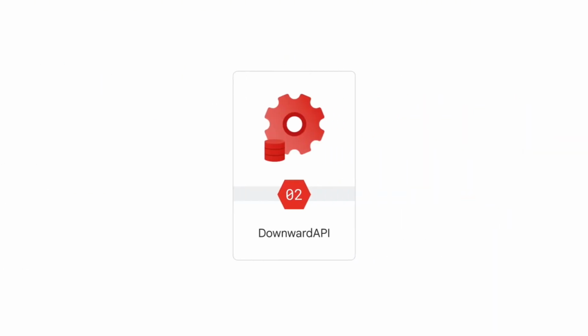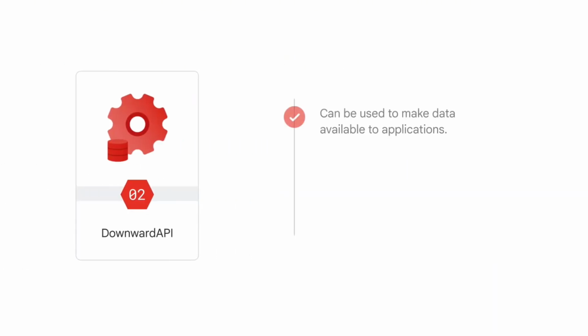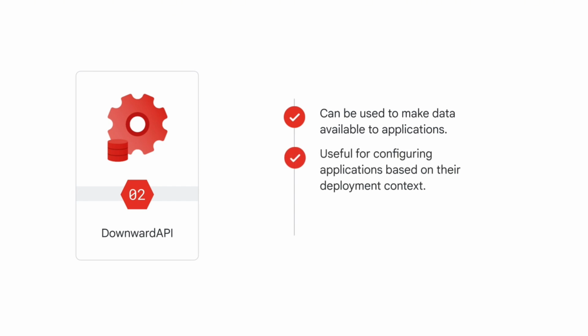Next is the downward API volume type, which can be used to make data from the downward API available to applications. This data can include pod labels, annotations, secrets, and node information, which makes it useful for configuring applications based on their deployment context. It's a way for containers to learn about their pod environment.